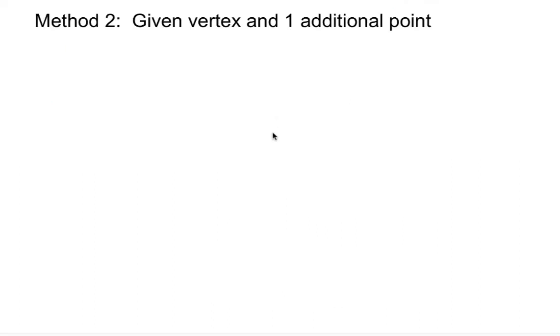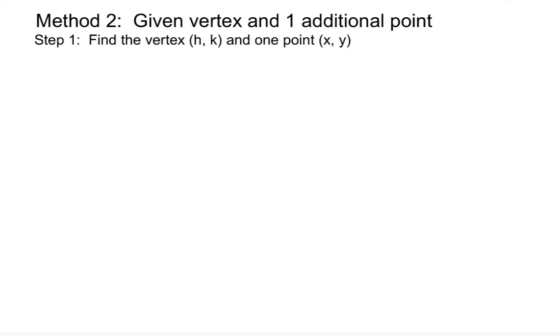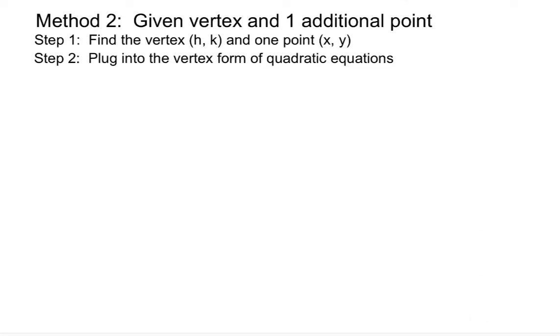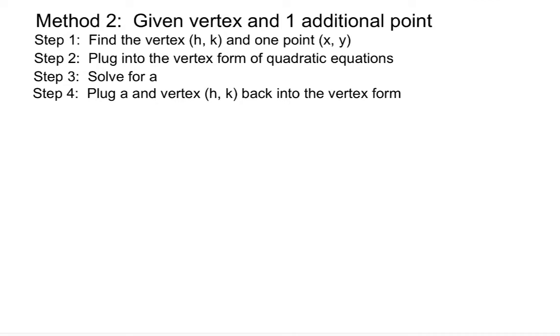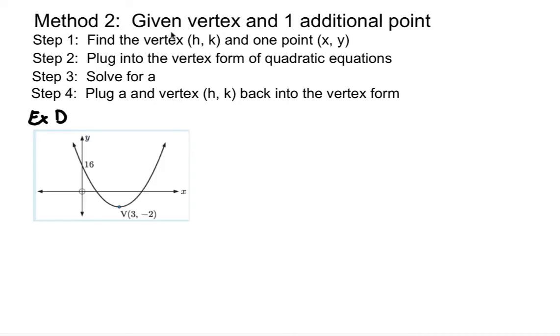The second method that we're going to look at for finding the equation given a graph is when you're given the vertex and one additional point. So step 1, you're going to identify your vertex, (h, k), and one additional point. Then you're going to plug it into the vertex form of the quadratic equation. After plugging in the vertex and the one additional point, we're going to solve for a. Then we're going to go back to the vertex form, plugging in a and the vertex only.